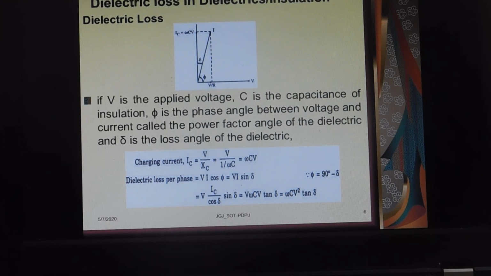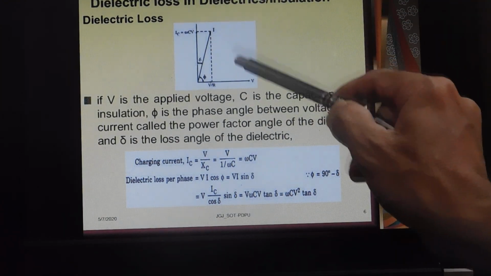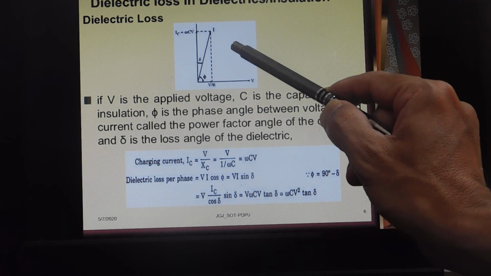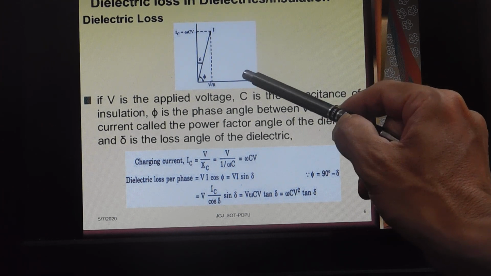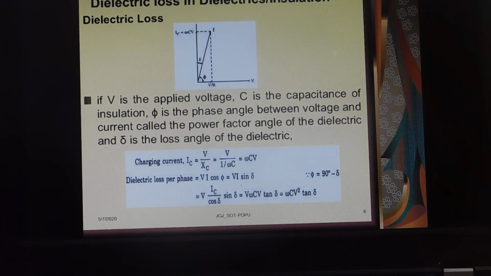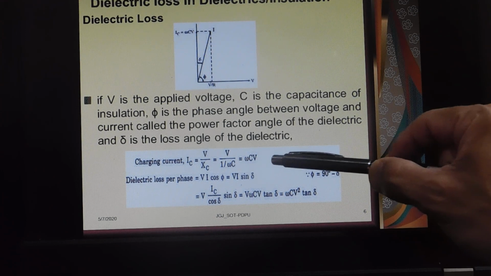You can see the current I does not lead the applied voltage by exactly 90 degrees because of the dielectric loss, so it is always less than 90 degrees. V is the applied voltage, C is the capacitance of the dielectric or insulating material, phi is the phase angle between voltage and current, also called the power factor angle of the dielectric or insulation, and delta is the loss angle of the dielectric. The charging current is equal to V upon Xc, which is equal to omega CV.